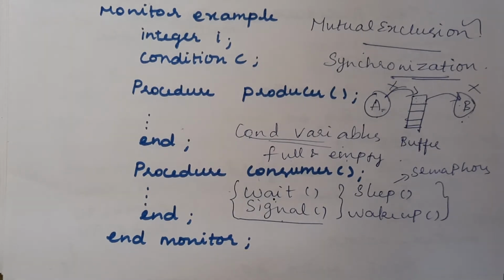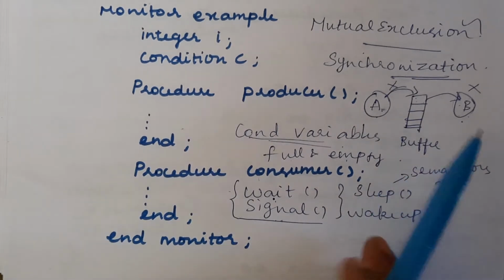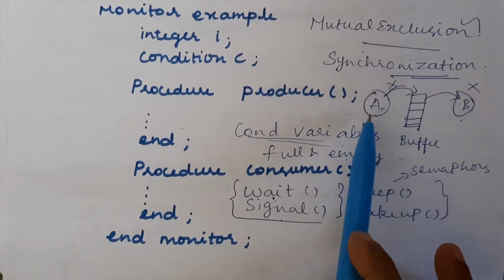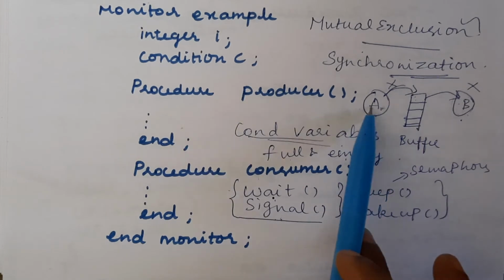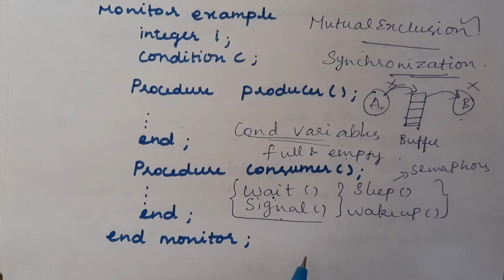Whenever we say that a process is waiting, that process will be blocked, and after some time it will be unblocked with the help of the signal operation. This signal operation is given by the partner process. If the producer process has been blocked, the consumer process will perform the signal operation on it in order to wake it up. That is the use of the signal.